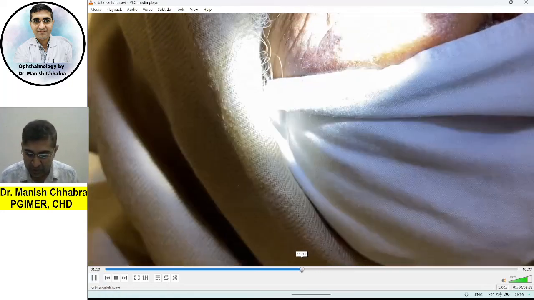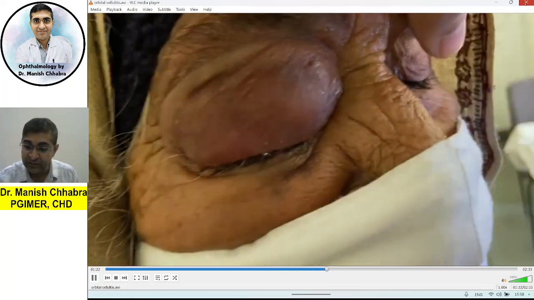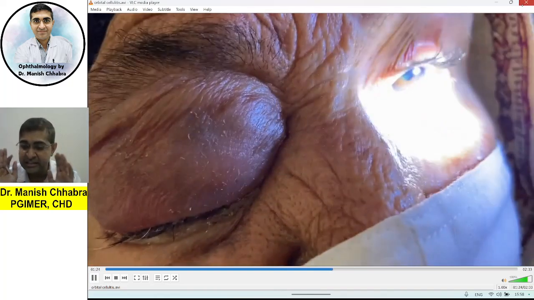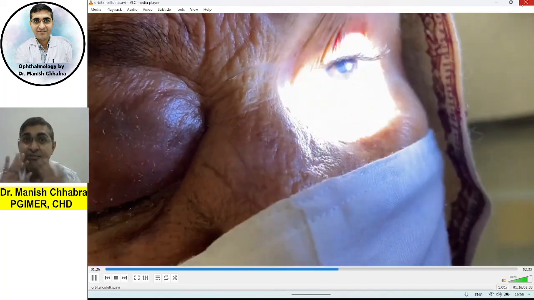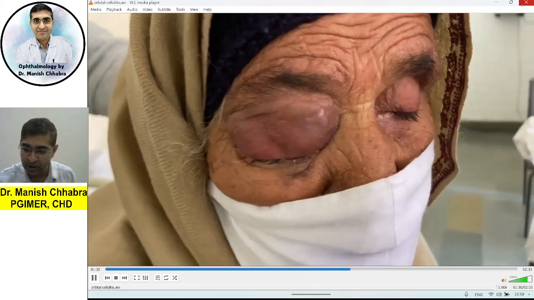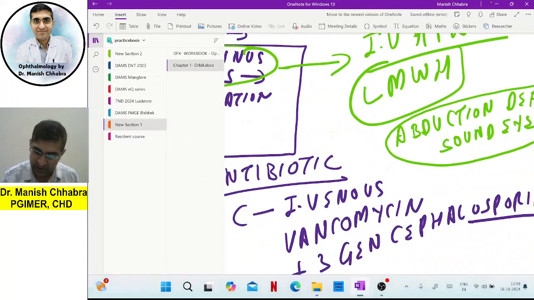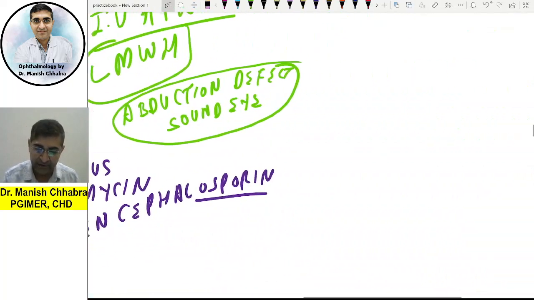So these are the features. But the other eye is absolutely okay. The other eye is moving, but the right eye is fixed. There is proptosis, right? So this was our orbital cellulitis patient which you have seen.